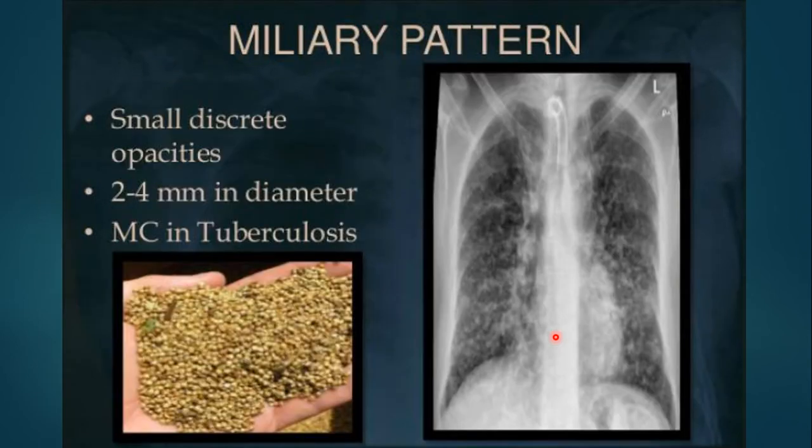Now, regarding the miliary pattern. Miliary pattern is relatively easy. Millets are, in Arabic we call it dukhun. These are the seeds for birds. This is the millet, and they are small, rounded, almost uniform size, multiple, innumerable. So you will see small discrete opacities that are 2 to 4 millimeters in diameter, on average 3 millimeters, and mainly it's seen in tuberculosis.